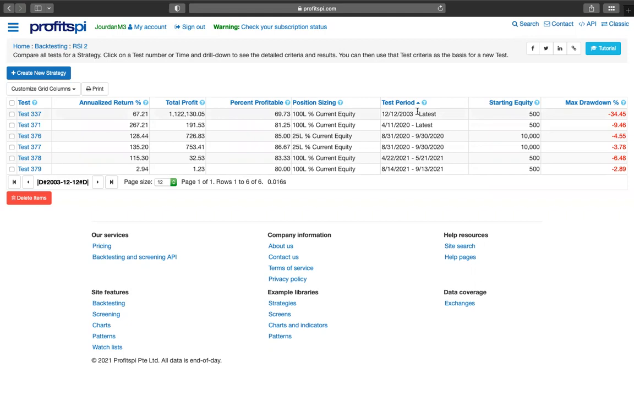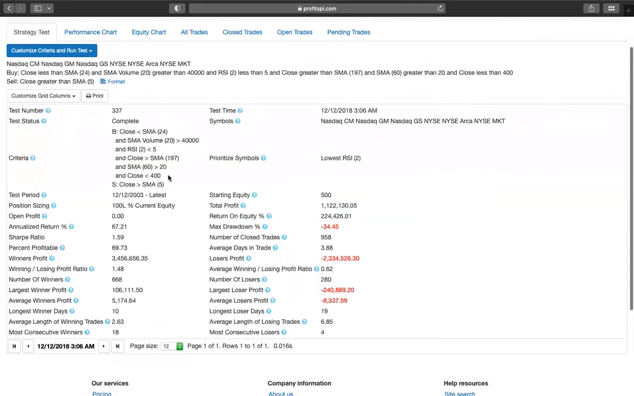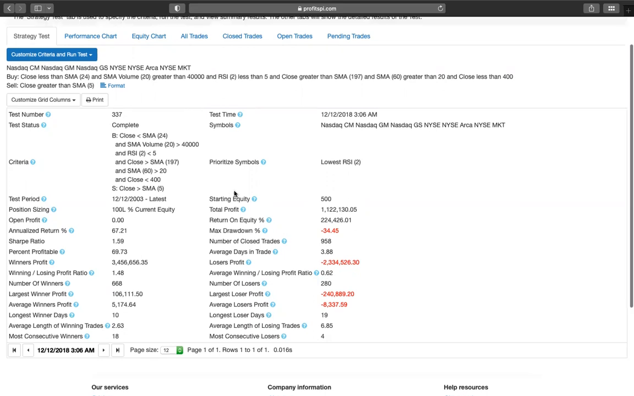I ran the test back in 2018. And what it did was it ran a bunch of trades from 2003 to 2018 with specific position sizing, entries and exits. So I'll open that up here. You can see the whole rundown. Started with $500. Total profit was a little over a million in that 15-year time frame, right? Total number of losing trades, winning trades, average, all of that. So it's all listed out.